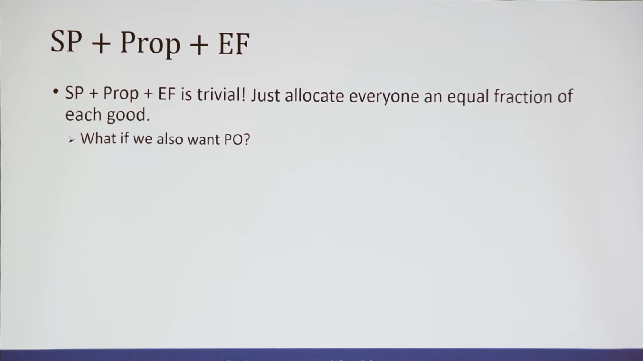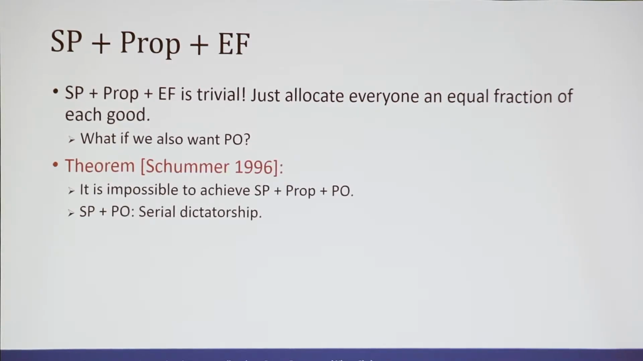We wouldn't want to actually run this in practice. So what if we also want Pareto optimality? And perhaps not surprisingly, this is too much to ask. So it's been known for over 20 years that it's impossible to get strategy proofness, proportionality, and Pareto optimality at once. All right, so what you might want is something in the middle. You might want to get strategy proofness, proportionality, envy freeness, at least in some non-trivial way, right? With some benefits over and above this trivial allocation.